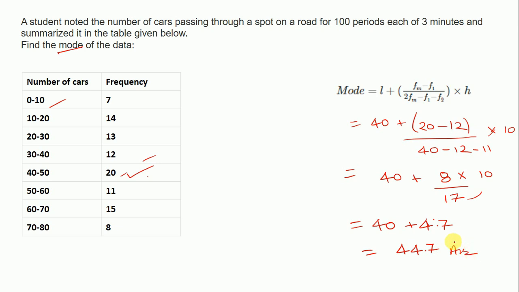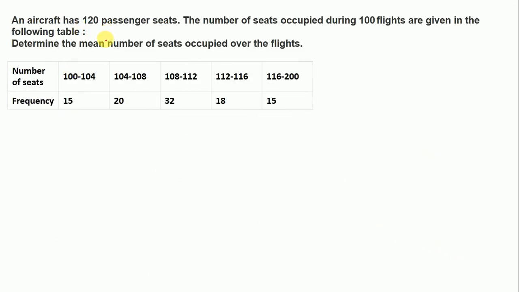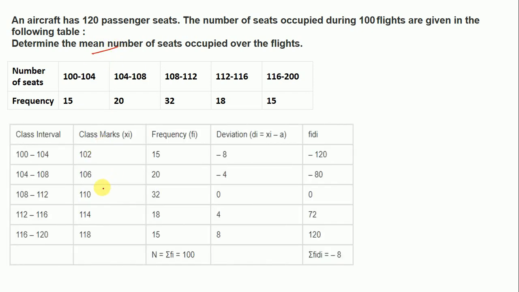Now next question. An aircraft has 120 passenger seats. The number of seats occupied during the 100 flights are given in the following data. Determine the mean number of seats occupied over the flights. So in this question what we have to find? Mean. So this is our table, and in this case we have not used UI method. In this question we have used DI method, that is deviation method. So this is also very simple and about same also.